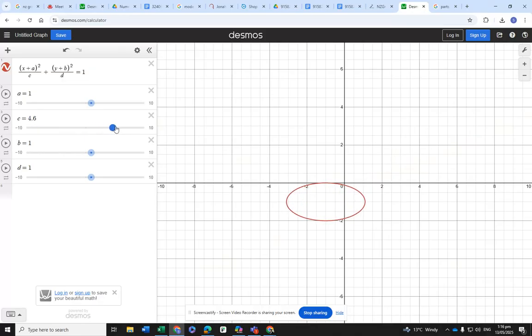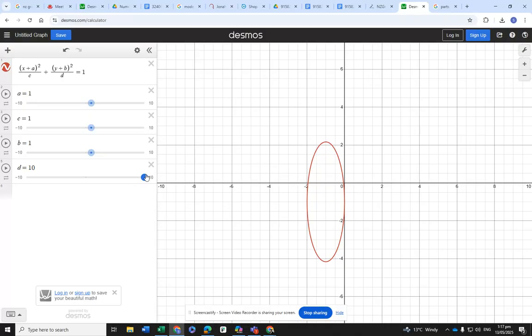So I'm going to go all the way up to 10 if I wish to. Okay, so if I go to D, let's take that back down to 1 for the moment. And I'll start changing my D value. If I change my D value, I can do the same thing all the way up to 10.